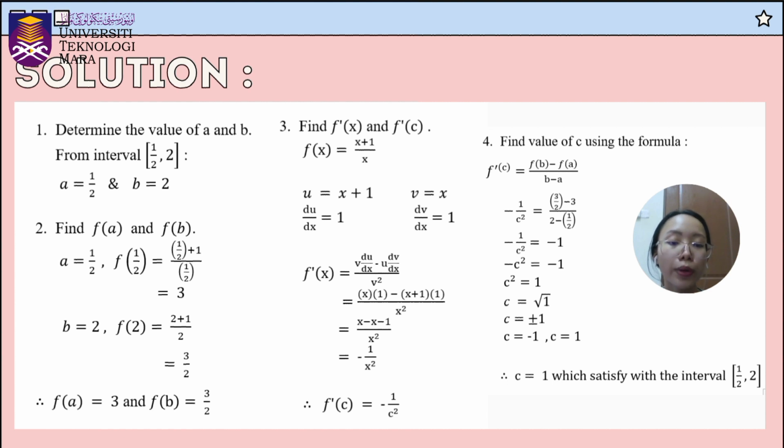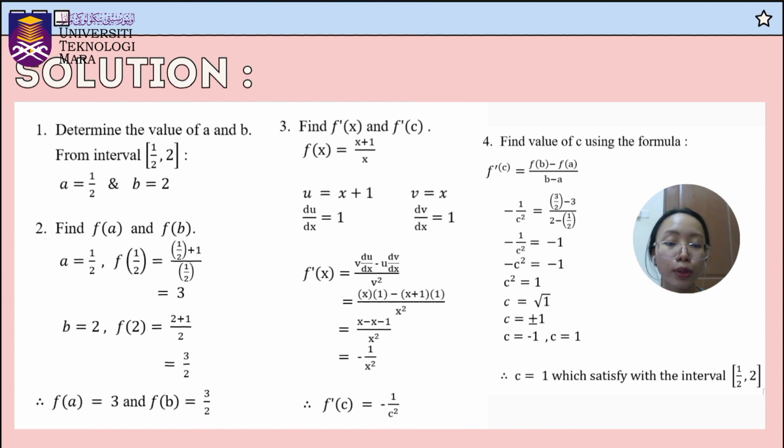Thirdly, we will need to find f prime x and f prime c. From the function given, we know that f(x) is equal to x plus 1 over x. Thus, we will need to use the quotient rule to solve it. From the function, we know that the numerator u is equal to x plus 1 and the denominator v will be equal to x. Thus, when we differentiate u, we will get du over dx equal to 1, and differentiate v, we will get dv over dx equal to 1.